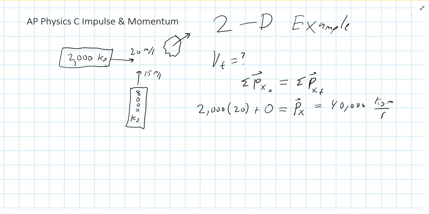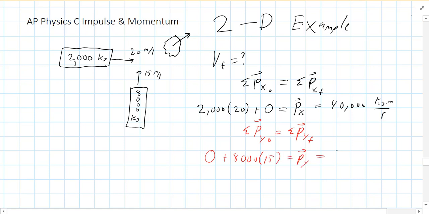Okay. We can do the same thing in the y direction. In the y direction, the net momentum in the y direction before is going to equal the total momentum in the y direction after. In the y direction, the 2,000 kilogram car isn't moving in the y direction, so it has no momentum in the y direction before the collision. The truck does, however. It's 8,000 times 15, which will be our total py, which will be 120,000. And same units, kilogram meters per second.